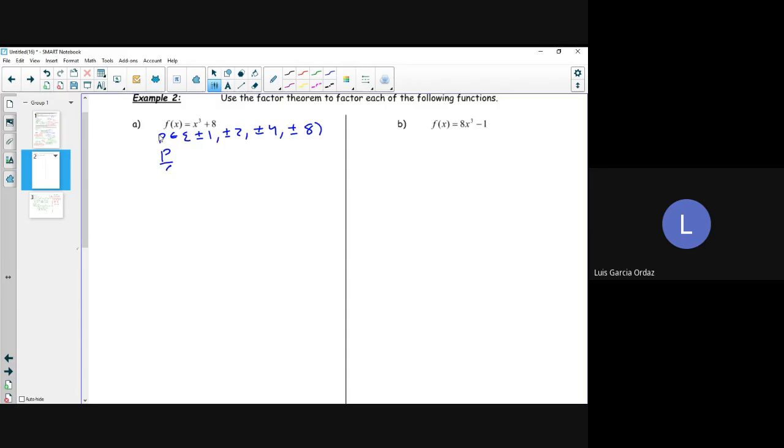And P over Q just gives us back the set of P. So remember with factor theorem, the factor we choose has to make that function give us an output of 0. So what factor of 8, when we plug it in to f of x, is going to give us 0?